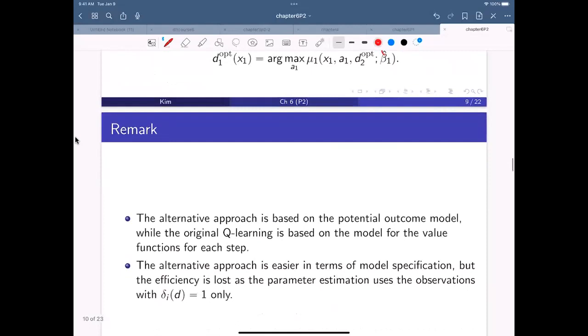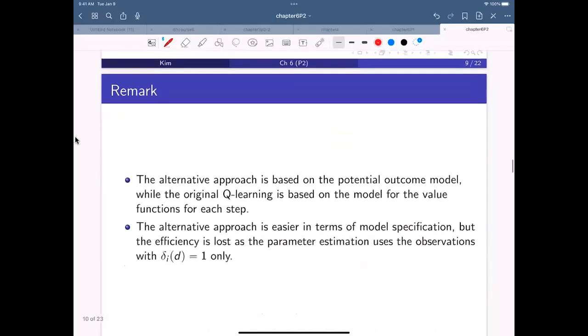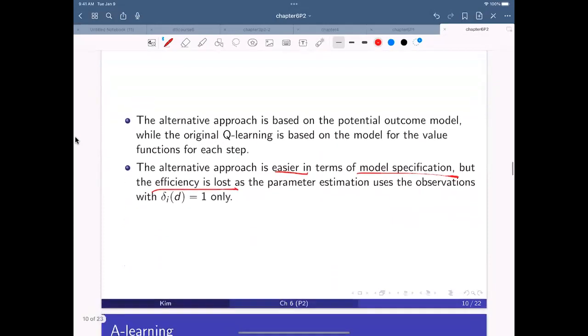So good news and bad news. The good news is that the modeling is relatively easy because you don't have to worry about the maximum model. The bad news is that it's easier in terms of model specification, but the efficiency is not really good because you use a smaller data set, right?